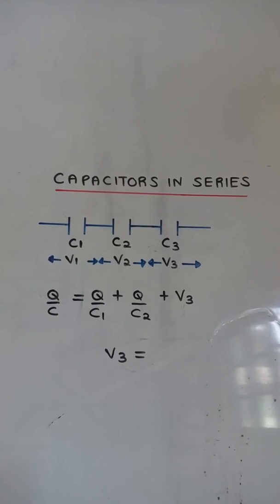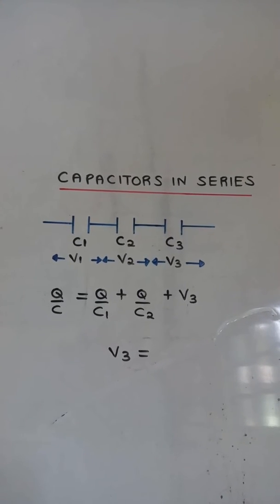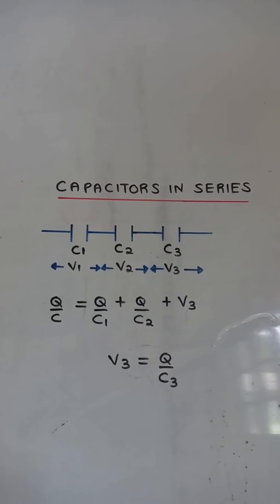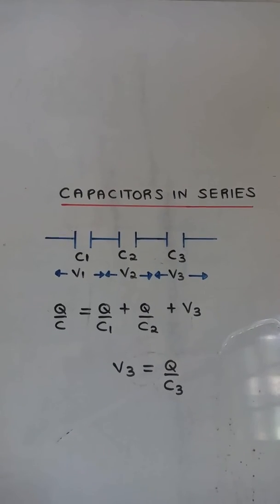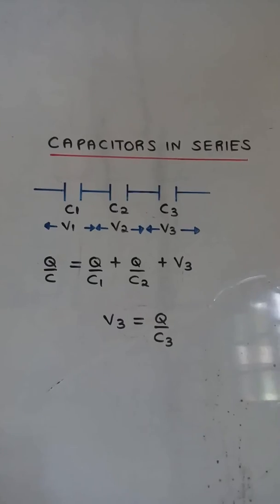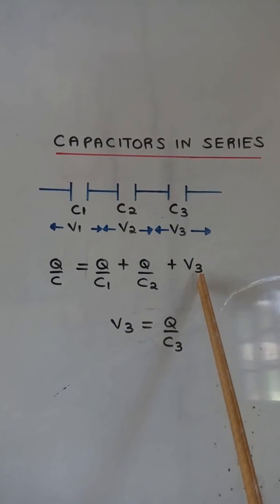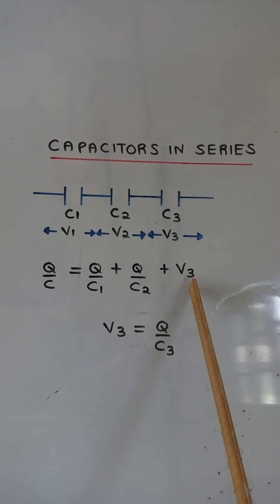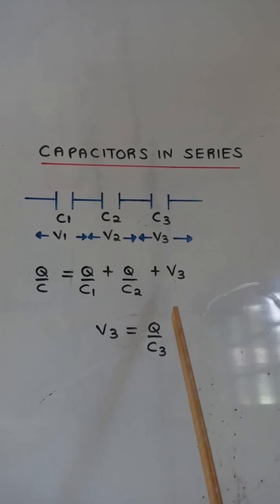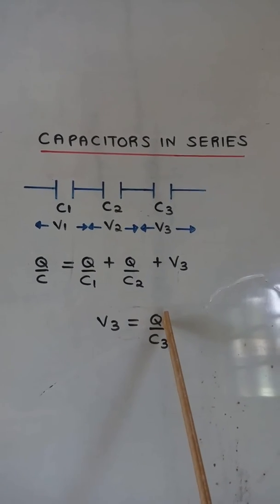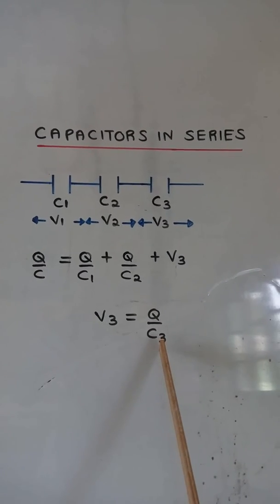Potential difference between the plates of capacitor 3 is equal to amount of charge over capacitance of capacitor 3. Instead of writing potential difference between the plates of capacitor 3, we are going to write amount of charge over capacitance of capacitor 3.